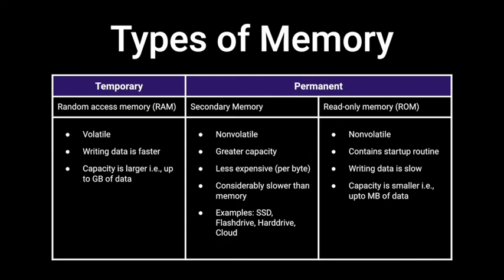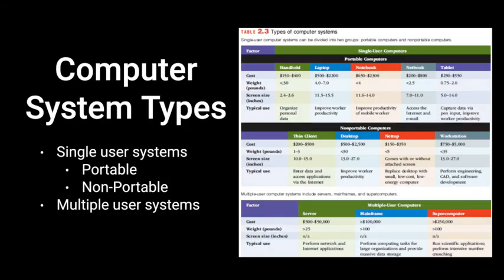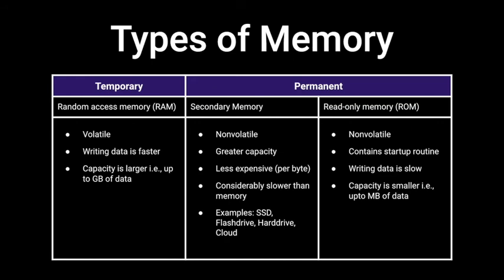I think everyone is familiar with what secondary memory is. This is where we save our files. Examples of secondary memory include your flash drives, your CDs, your hard drives, your solid state drives, and even the cloud, which includes your Google Drives, OneDrives. Those are all examples of secondary memory. Again, they are non-volatile.